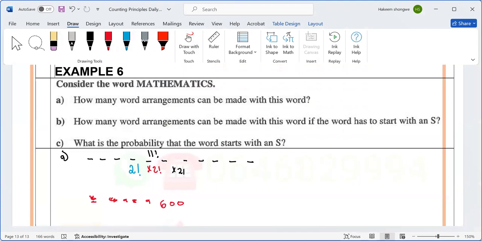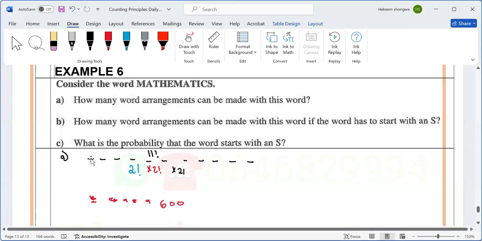Why did we divide, guys? We didn't divide because it's probability. No, we divided because we are trying to remove the repetition. Because M is repeating, how would you tell a word that is starting with this M and ending with that other M? It doesn't matter. They are going to be exactly identical. So I'm going to remove those words that are going to be giving us exactly the same thing.